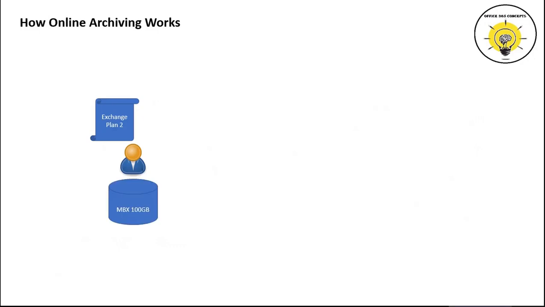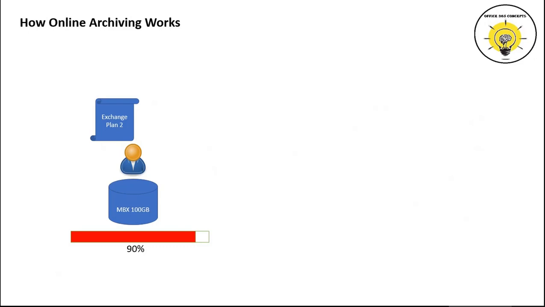So to understand how online archiving works, let's assume that we have a user and we have assigned an Exchange Online Plan 2 license to this user account. Once we assign the Exchange Online Plan 2 license, a 100 GB mailbox will be provisioned to this user account. Now, let's say that the entire storage space is consumed, and this user is left with only 10% free space in his mailbox. To make some free space, he has an option to delete certain emails from his mailbox.